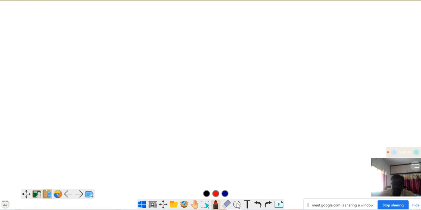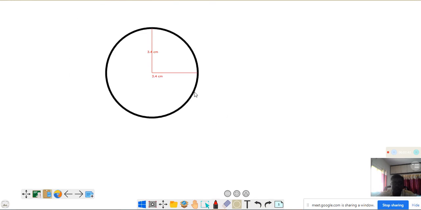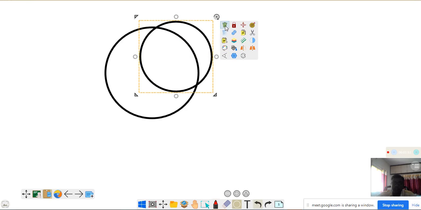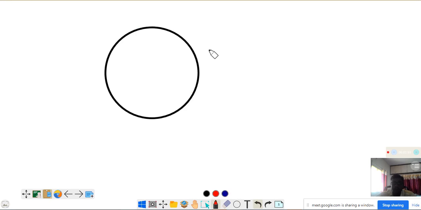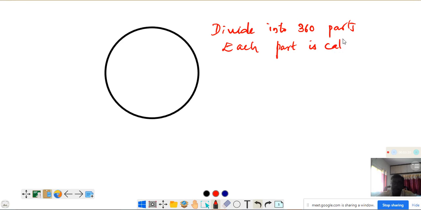So this is a circle. This circle is divided into 360 parts, and each part is called 1 degree. Again, this one part is 1 degree.